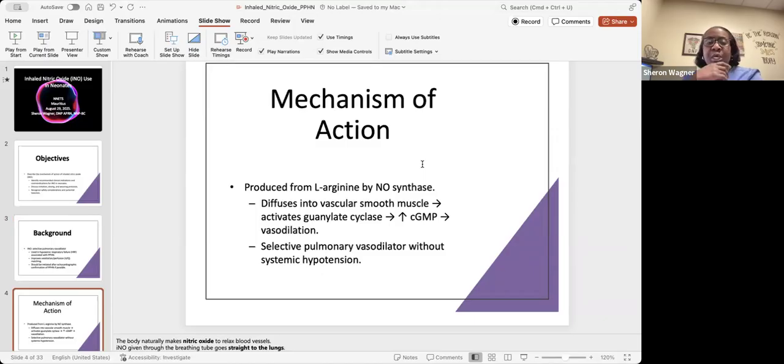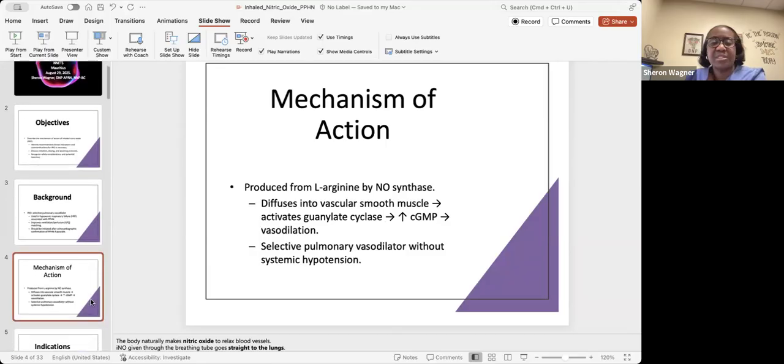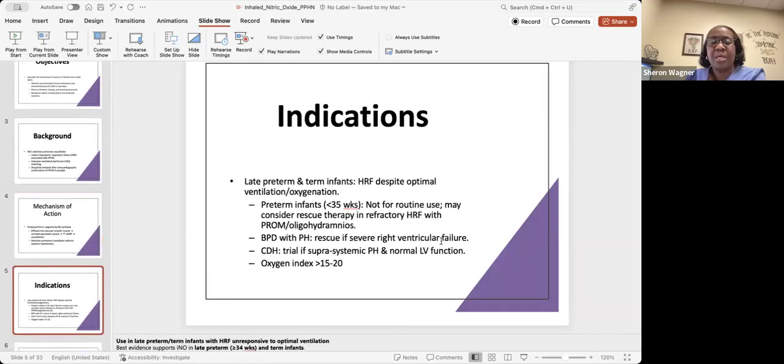Mechanisms of action of nitric oxide. It is produced from L-arginine by nitric oxide synthase. It diffuses into vascular smooth muscle and it activates the guanylate cyclase. I'm sorry for that. And it leads to vasodilation. And again, it is a selective pulmonary vasodilator without the effects of systemic hypotension.